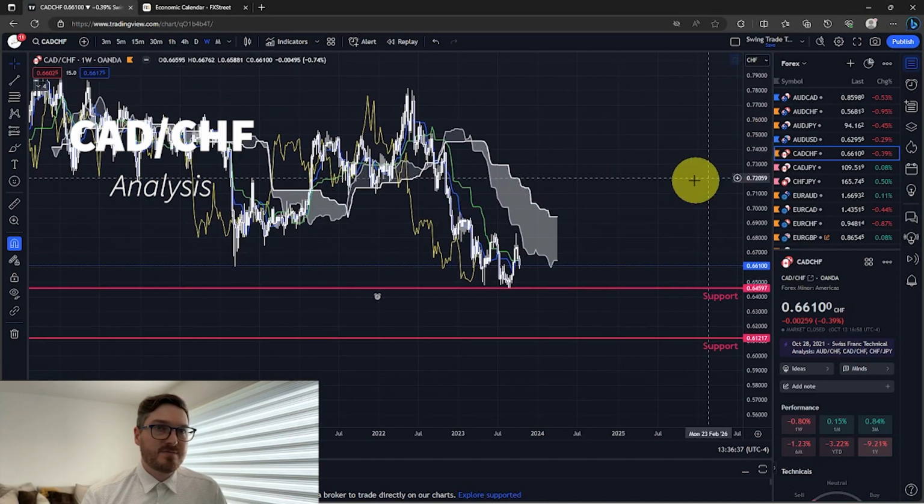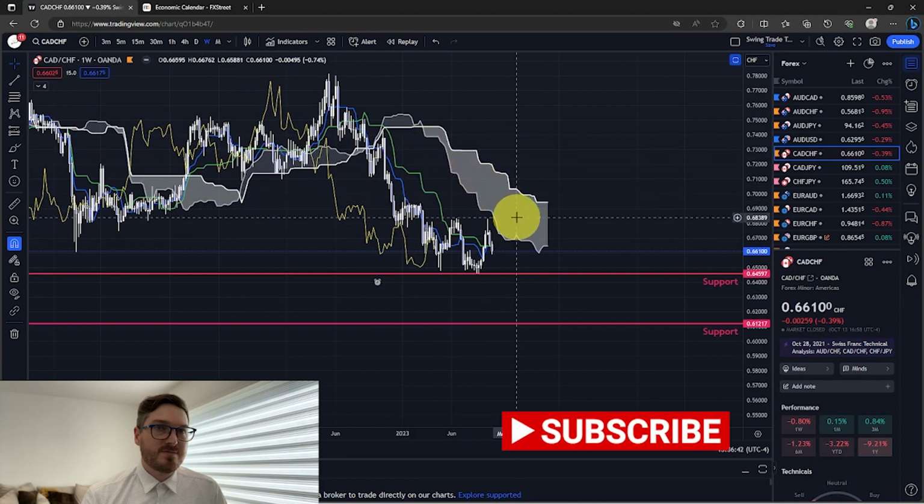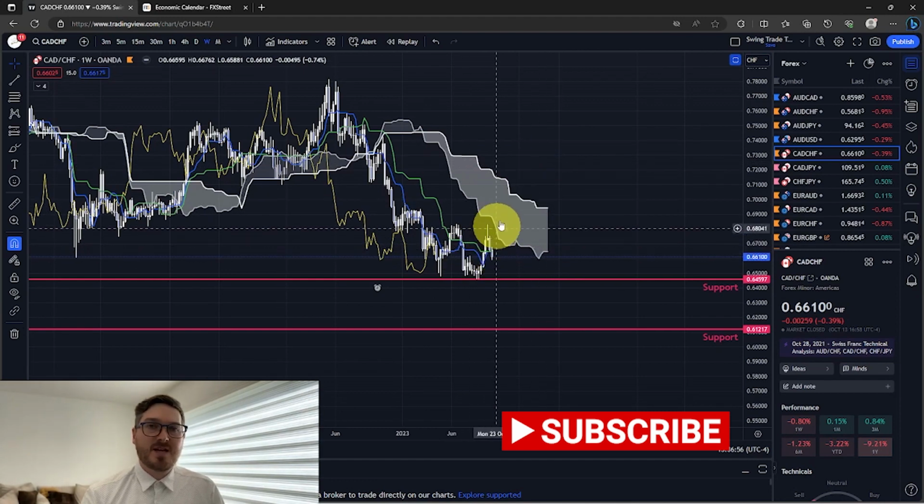Okay, guys, now we're looking at CAD Swiss franc on the weekly, and overall I just see this as a ranging market. This on the weekly though is technically a bearish Kumo cloud. But right now, the Kijun and Tenkan-sen are both flat, and price is just being traced by the Chikou span here. So this is a ranging market. Senkou span A and B are both flat. So when everything is flat, this is a ranging market.